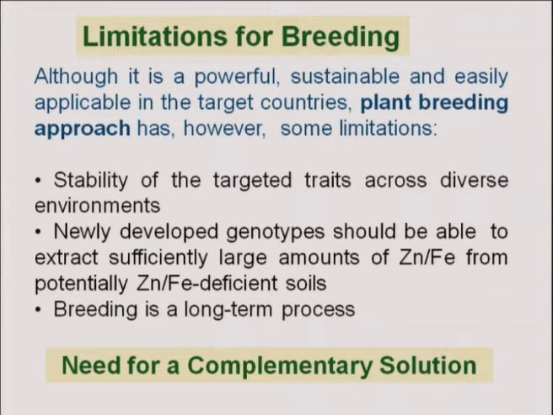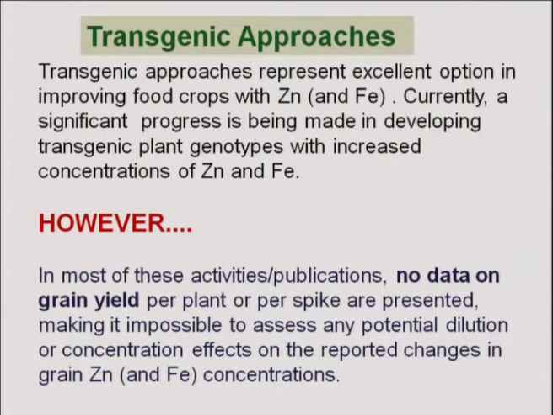For example, breeding, you know, is a long-term process. And the stability of the high zinc trait, or high iron trait, is also very important. I mean, stability in different location environments. And a newly developed genotype should be able to extract sufficiently large amounts of zinc from soil. Therefore, we need an additional or complementary, not separate but complementary, approach to this breeding program. I will come to that point.